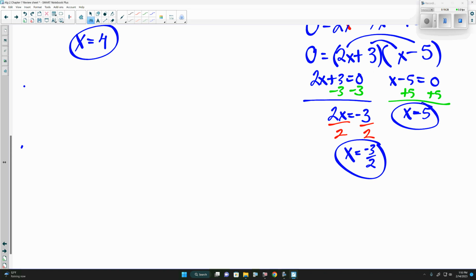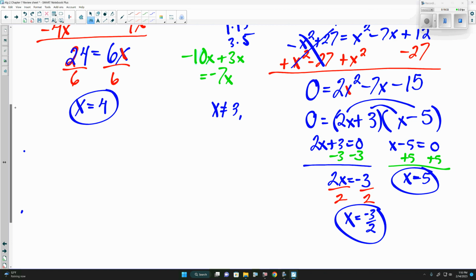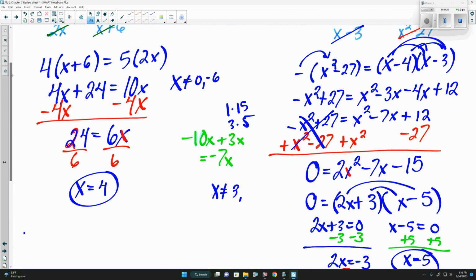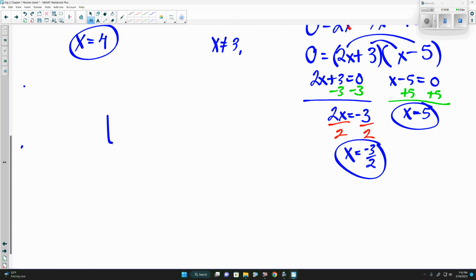Now, neither one of these is a restriction, because if we were looking at restrictions, x could not be 3 for our x minus 3. And the other restrictions are going to be plus or minus 3 roots of 3. We definitely did not get 3 square root of 3, positive or negative, as our solution. So these here are our two solutions.